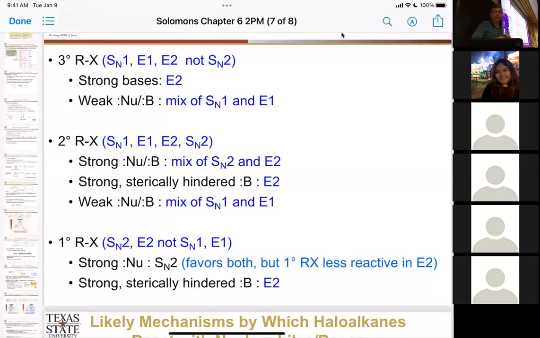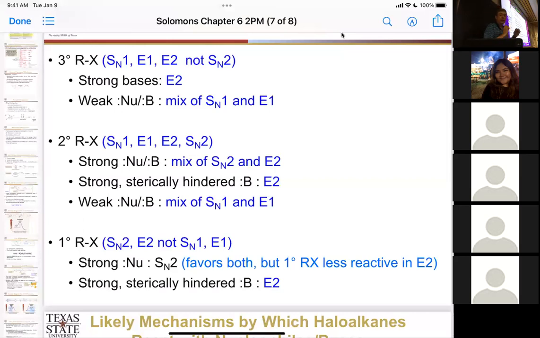also do E2, okay? Now, if you have a weak nucleophile or base, water, methanol, acetic acid, then all it's going to do is wait to form the carbocation. So in strong bases, you have E2. In weak nucleophiles and bases, water, methanol, ethanol, acetic acid, you have to wait for the carbocation. And those are polar protic solvents which support carbocations. So it'll support the SN1 and E1 reaction.